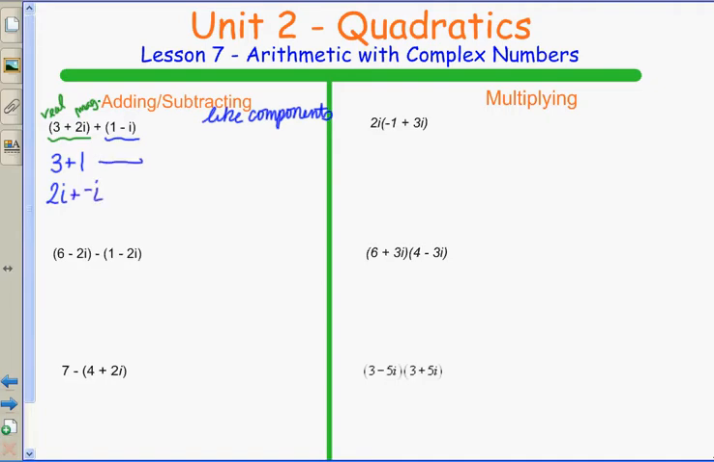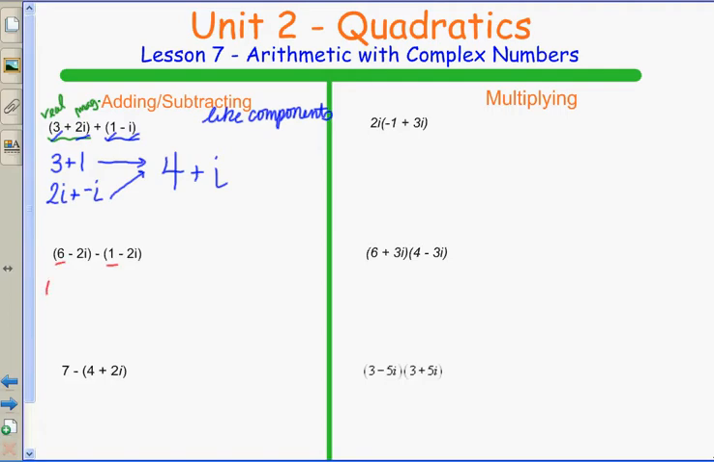So I'm getting, as my answer, 4 as my new real component. That was my 3 combined with my 1. And my positive 2i plus negative 1i is going to give me a positive 1i. And you can write that 1, or you can just choose. Most of the time we don't write that 1, we just say i. Okay, so we just combined our like terms. So in this next one, same thing. I'm sorry, combined our like components.